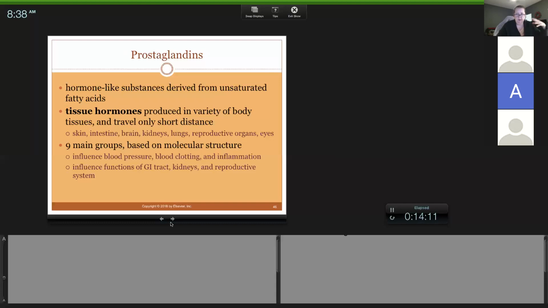Naturally in the body, there are hormone-like substances, not a true hormone, but they act as a hormone. They're called prostaglandins, and they are tissue hormones. The interesting thing about prostaglandins is they are produced locally and have their effects locally at the tissues. They're found in skin, intestine, brain, kidney, lungs, reproductive organs, eyes, a lot of different organs. Basically, a lot of these are triggered in inflammation or injury. So it can influence blood pressure, blood clotting, inflammation.